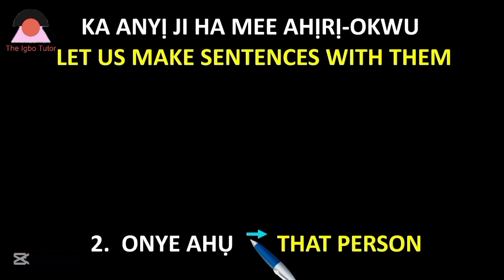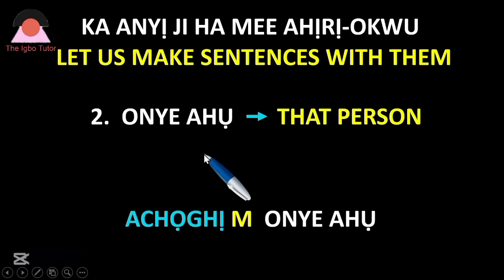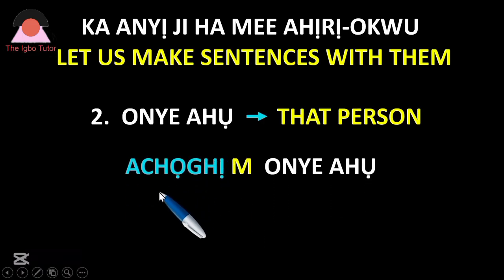Nke abụọ, meaning number 2 is onye ahụ. Onye ahụ meaning that person. We make a simple sentence with this. Achọghị m onye ahụ.